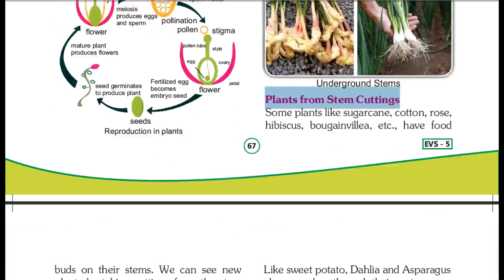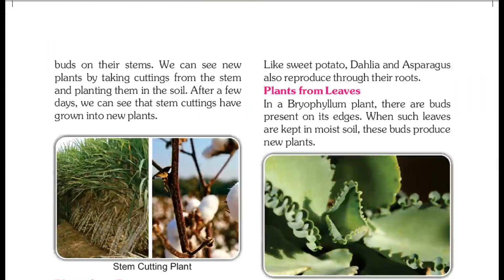Plants from stem cuttings. Some plants like sugarcane, cotton, rose, hibiscus, bougainvillea, etc. have food buds on their stems. We can grow new plants by taking cuttings from the stem and planting them in the soil. After a few days, we can see that stem cuttings have grown into new plants.